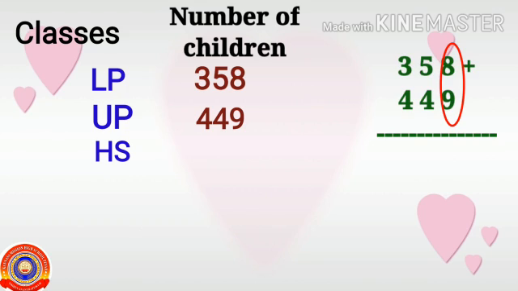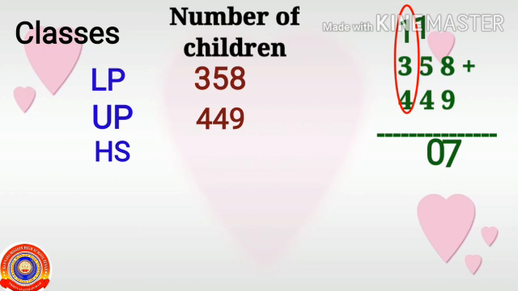9 plus 8? 17. 7 here and 1 is to be carried here. 5 plus 4, 9. Plus 1, 10. 0 here and 1 is to be carried in the hundreds place. 4 plus 3, 7. Plus 1, 8. 807. Then subtract 807 from total number of children.